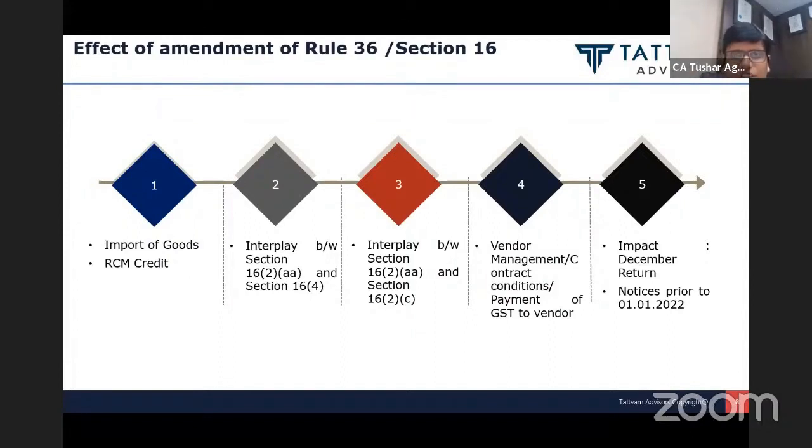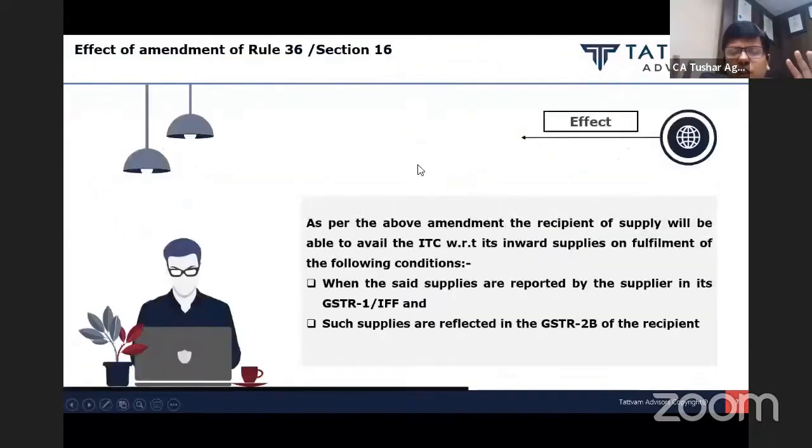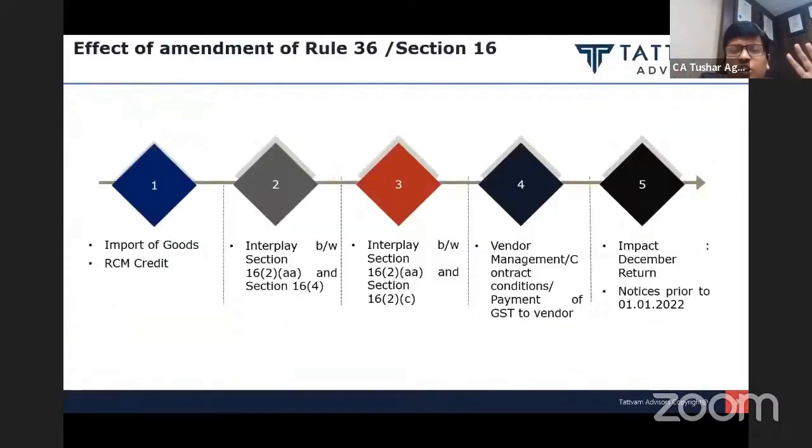This is one of the conditions. Second condition, which is now introduced under section 16.2 AA, is that you can take credit only after reconciliation. There is no concept of provisional credit of 5% anymore. It has gone away with this amendment of Rule 36.4. So you will be in a position to take the credit only and only if the invoice is matching, it is getting auto-populated in your Gstr 2B.